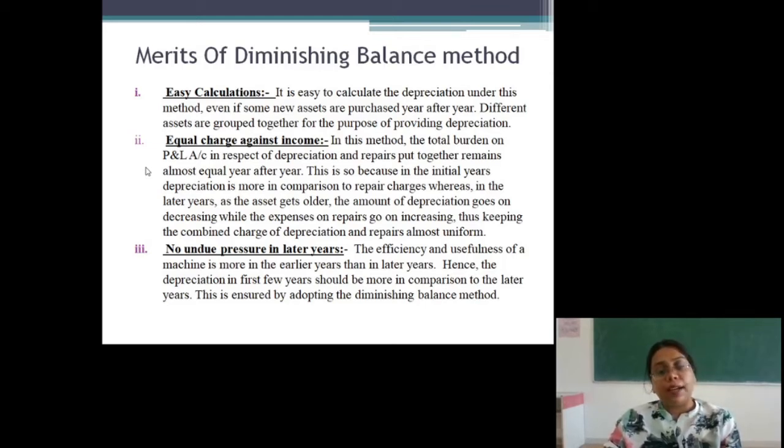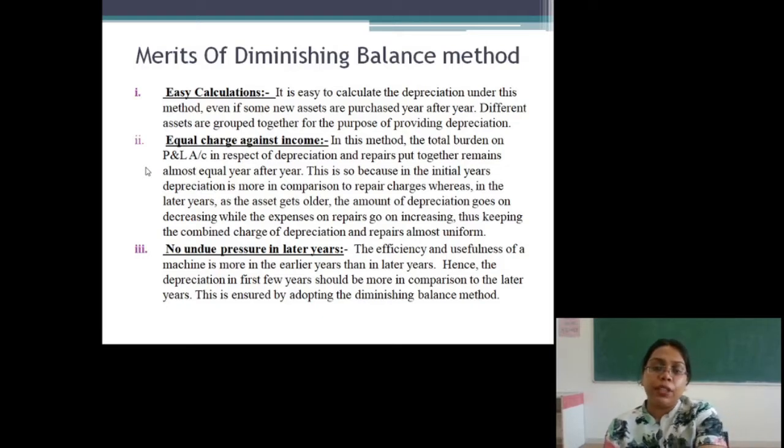Second, equal charge against income. In this case, the total burden on the P&L in respect of depreciation and repairs put together remains almost equal year after year. This is because in the initial years depreciation is more in comparison to the repair charges, whereas in later years, as the asset gets older, the amount of depreciation goes on decreasing while the expenses on repairs go on increasing, thus keeping the combined charge of depreciation and repairs almost uniform.